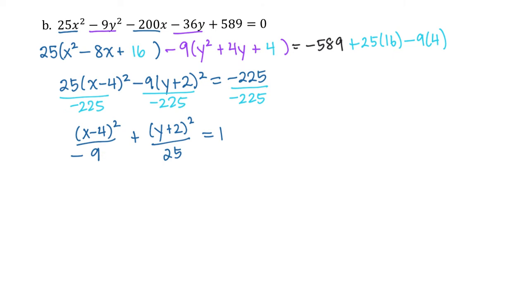The x radius is 3. The y radius is 5. This negative is just telling you which way the hyperbola is going to open. It's not going to open in the x direction. It is going to open in the y direction because the y is positive. Okay, let me go ahead and graph this.